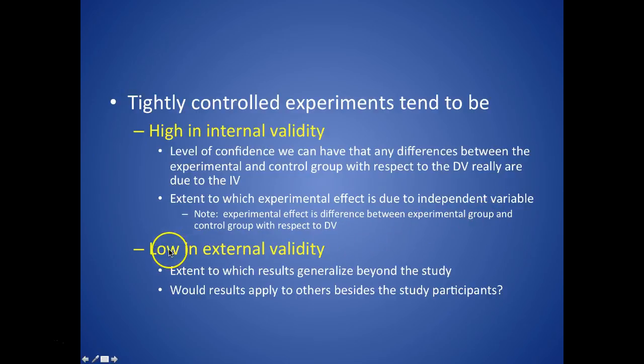However, when you have high internal validity, because the controls are so tight, it might not generalize to the real world, where things are not nearly as tightly controlled, and there are all sorts of extraneous variables that might make it less generalizable. So internal validity has to do with the tight control of the experiment, and external validity has to do with whether the results of an experiment will generalize beyond the study.